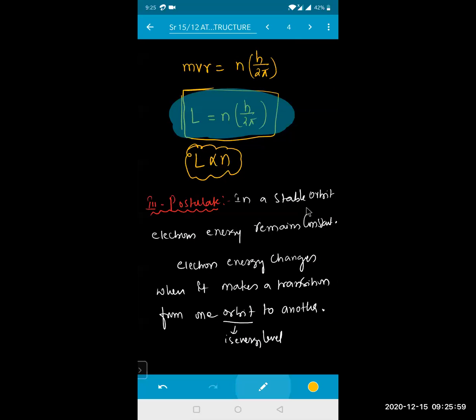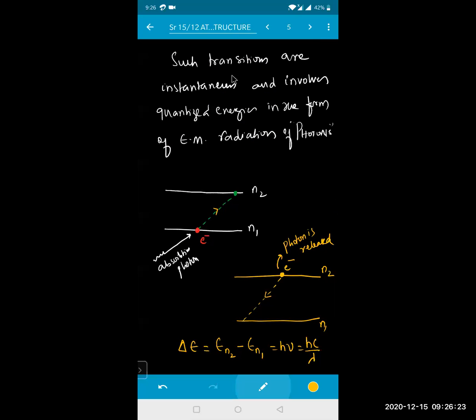The third postulate says that whenever an electron is revolving in a stable orbit, that orbit always has stable energy. So in a stable orbit, the electron energy always remains constant. That means electron energy changes only when it makes a transition from one orbit to another orbit, from one energy level to another. Such transitions are instantaneous and involve the quantization of energy in the form of electromagnetic radiation. That is, going from bottom to top it will absorb a photon, and coming from top to bottom it will release a photon.